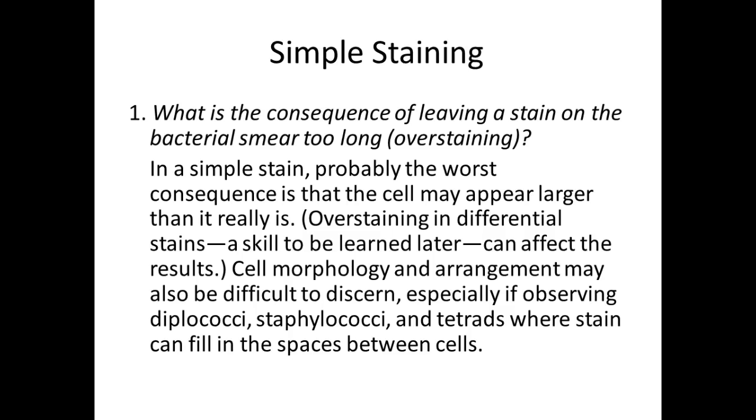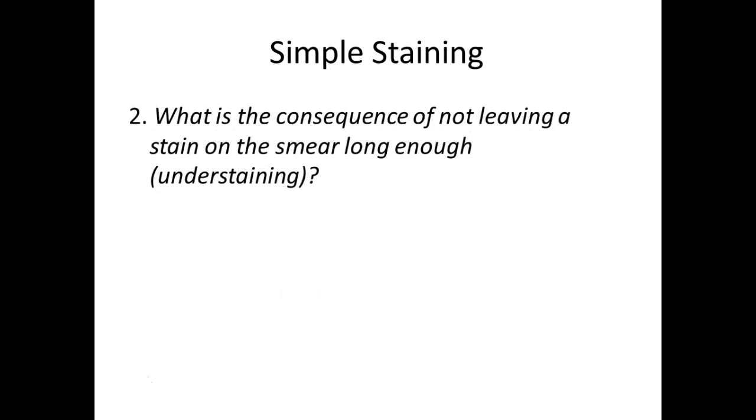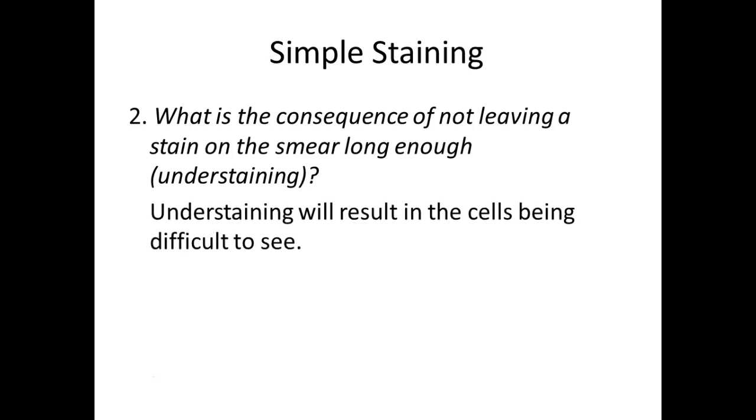Especially when you're trying to determine whether it is diplococci, staphylococci, or tetrads. If it's just these blurry blobs, you're not going to know, because the dye will fill those spaces in between the cells as well. What happens if we understain? Say you only do it for like 10 seconds. You might not be able to see them. You might not absorb enough dye to visualize them under the microscope, right? So it'd be difficult to view them, and that's one of the main reasons why we're staining them.